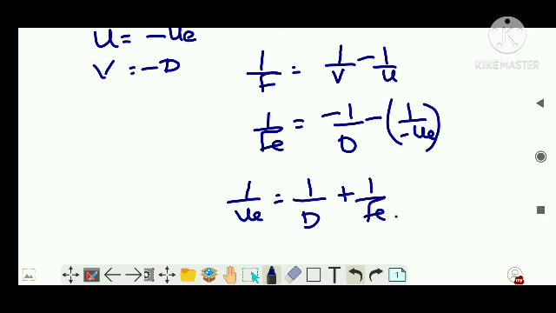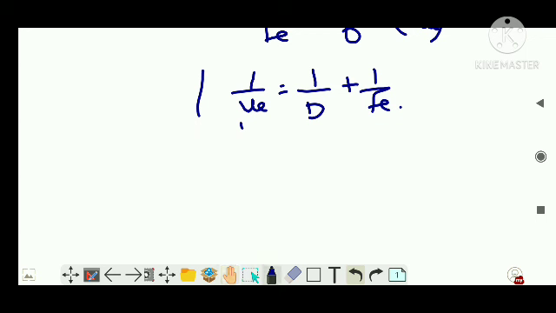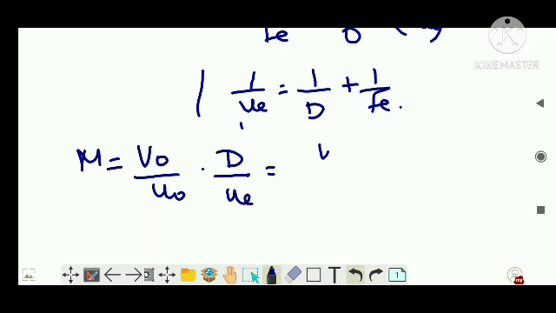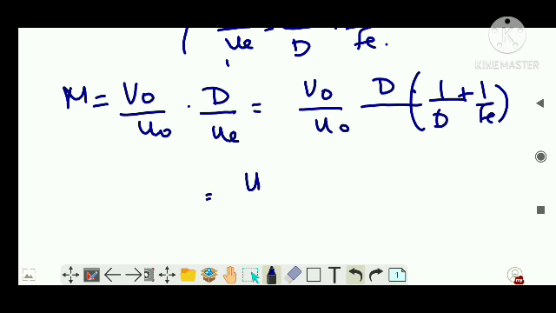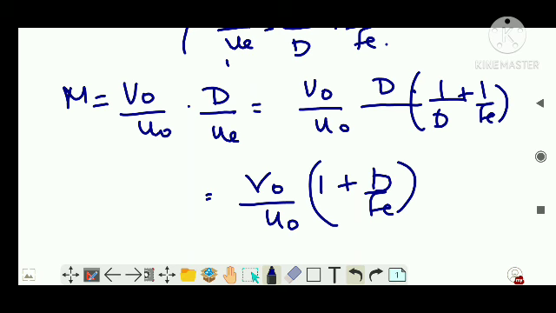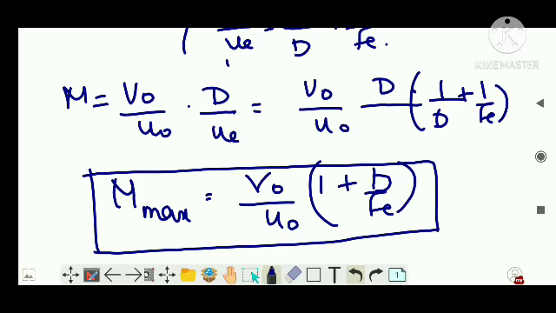Clear? So why did I find this one? Just like the previous case, you know the magnification is V naught by U naught into D by UE. In place of D by UE, we write D divided by UE, where 1 by UE becomes 1 by D plus 1 by FE. Just rearrange it, guys. That is equal to V naught by U naught into 1 plus D by FE, 1 plus D by FE. This is the equation for maximum magnification of a compound microscope.